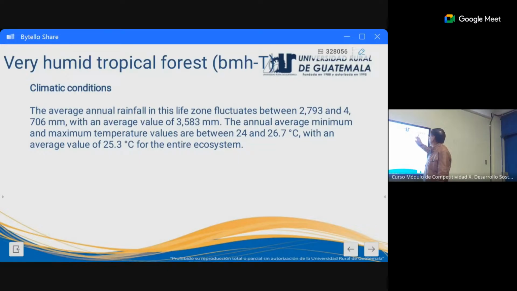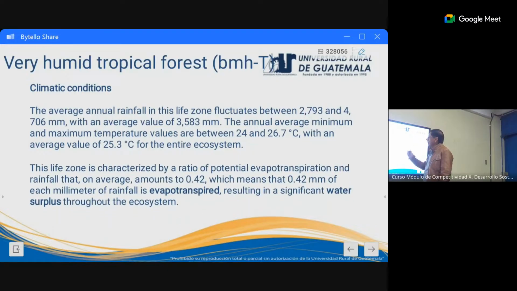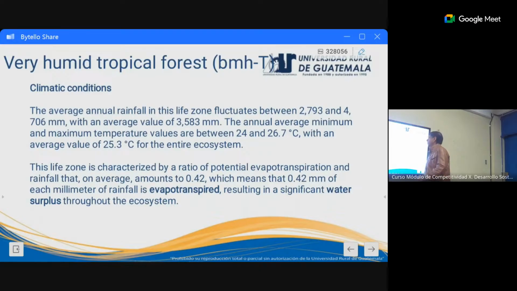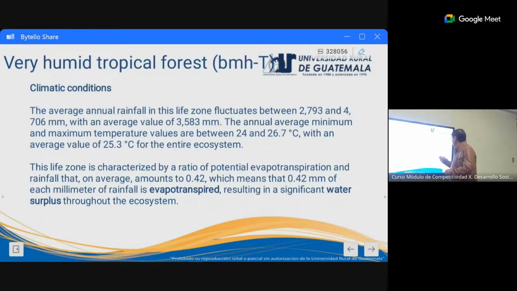Let's check more information about this climate. This life zone is characterized by a ratio of potential evapotranspiration and rainfall that on average amounts to 0.42, which means that 0.42 millimeters of each millimeter of rainfall is evapotranspired, resulting in a significant water surplus throughout the ecosystem. So it means that this climate contains more water.